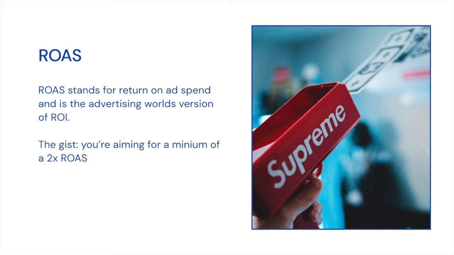So those numbers mean basically an X return. So if we are hitting a 2X return, for every dollar that we're spending, we're making $2. If we're hitting a 3X return, for every dollar we're spending, we're making $3. So the higher that ROAS is, the more money you're making on that ad spend.